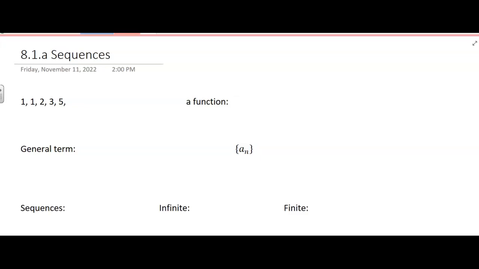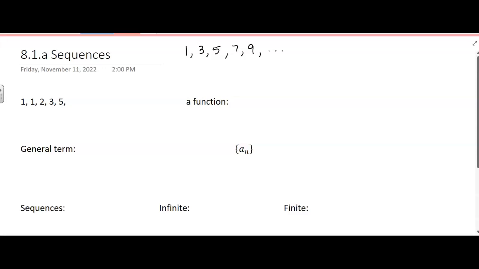So in 8.1, we're talking about sequences. So think of a set of numbers. Let's say I have 1, 3, 5, 7, 9.